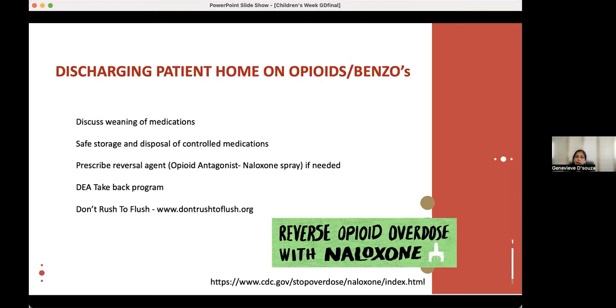Always talk about DEA take-back programs, or where they can take any leftover opioids. You can always take them to your nearest pharmacy that can take them back. Sometimes it's a CVS or a Walgreens close to them. The DEA has take-back programs once or twice a year. There's also Don't Rush to Flush, which explains how you can dispose of your medications, like crushing them into coffee grounds and then flushing them into the sink, or other safe ways if you can't take them back to a pharmacy. And the CDC has some strong infographics on how to reverse opioid overdose with naloxone. This would help in preventing the stem of the opioid epidemic that we are currently in.